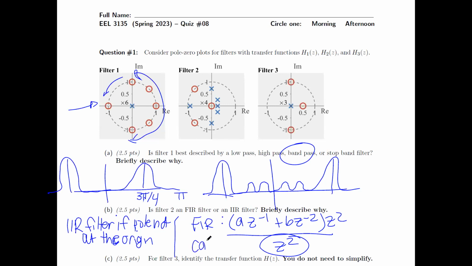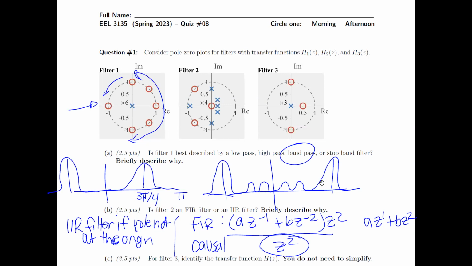This is actually a causal FIR filter. If for some reason you want to explore beyond what this actually means, there's one extra case for an anti-causal filter, which takes the form like a z to the first power plus b z squared. Its pole is actually going to be at infinity. So there's really two cases for an FIR filter: one where its pole is at the origin and one where it's at infinity. If there's a pole anywhere else, it's an IIR filter.